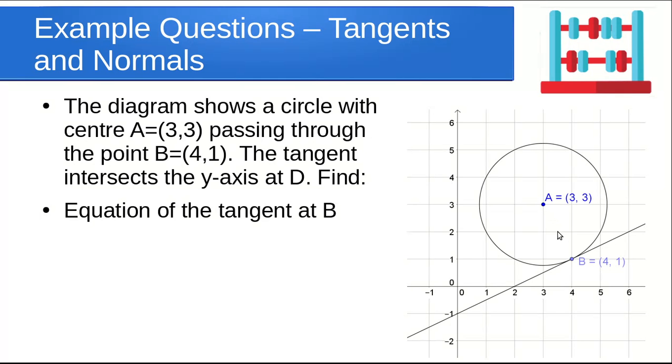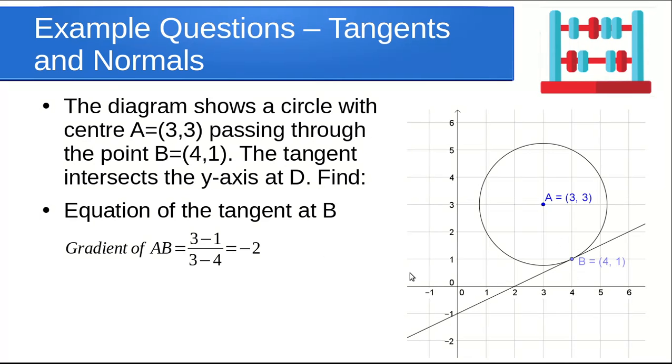We need to first find the gradient of AB. Now, if we can find the gradient of AB, we can easily establish the tangent gradient, because the tangent will be at right angles to AB. It will be perpendicular. And so we can use the principle of perpendicular gradients to establish the gradient of a tangent.